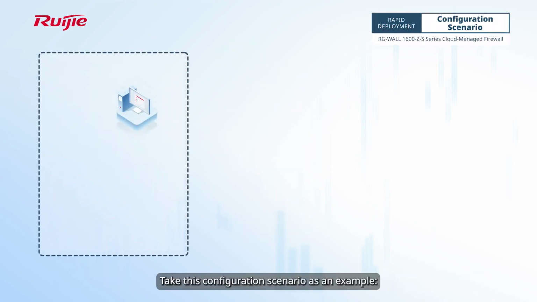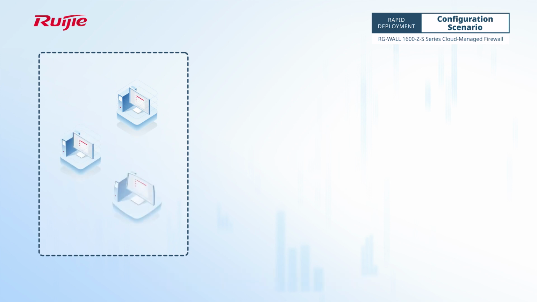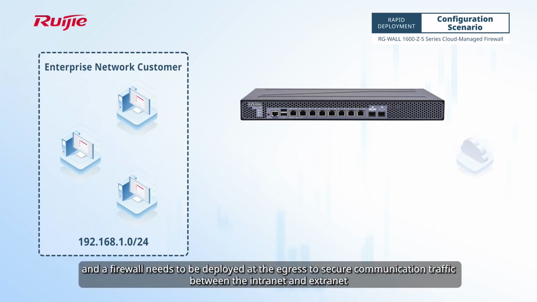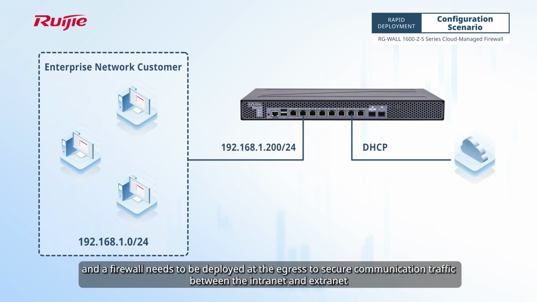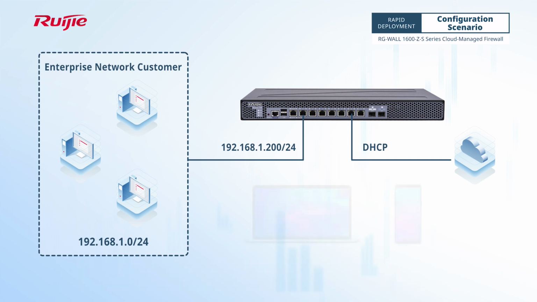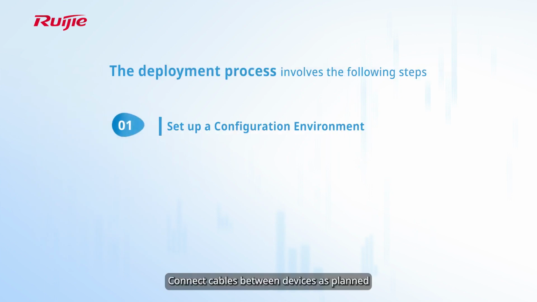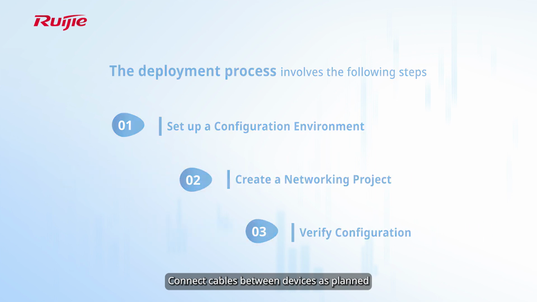Take this configuration scenario as an example. An enterprise network customer requires wireless coverage, and a firewall needs to be deployed at the egress to secure communication traffic between the intranet and extranet. The customer does not want to bring a PC to the site and seeks quick configuration of devices across the network on a mobile phone. The deployment process involves the following steps: set up a configuration environment, create a networking project, and verify configuration.